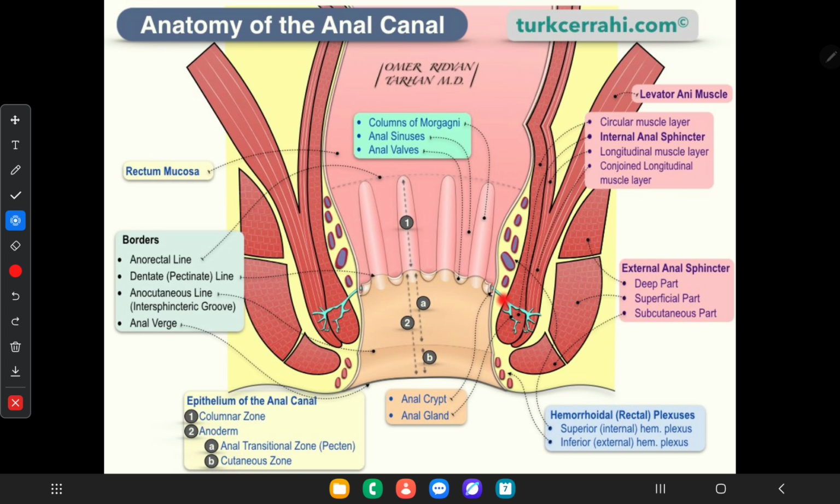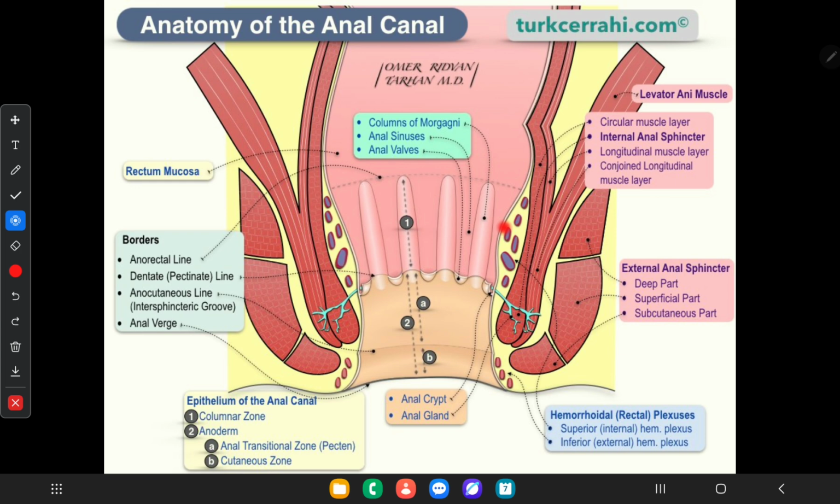Now you know the four important features in the upper part of the anal canal: the columns of Morgagni, anal valves, anal sinuses and anal crypts. These are the anal glands which open into the anal sinuses, and the place where these glands open is called the anal crypts.